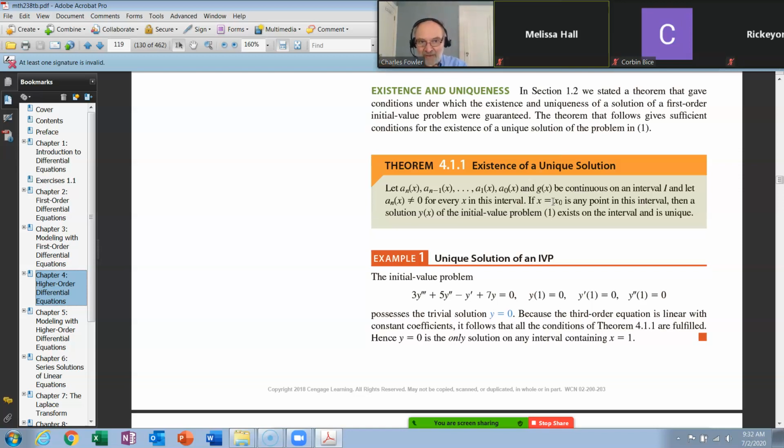And if all those conditions are met, then the solution, y of x, of that initial value problem exists. You're guaranteed you're going to have a solution. And not only that, it will be a unique solution. And we just verified that with example 1.